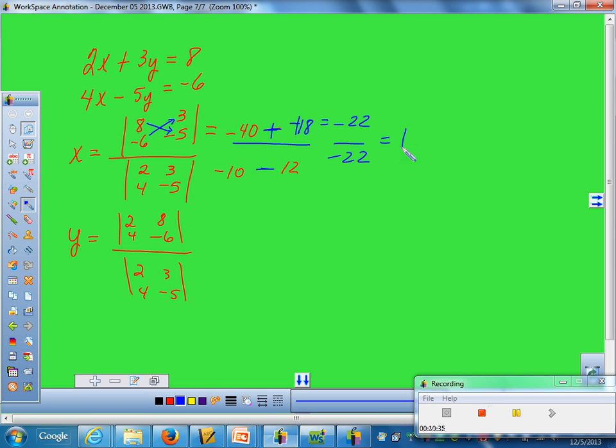Do you have to rework all of the bottom determinants? Yeah, we know the bottom is still going to be negative 22. So you don't ever have to rework it the second time. Just do the top, which would turn out to be negative 12 minus 32, which would be negative 44 over negative 22, which is a nice round 2, and you will get a coordinate of 1, 2 where they intersect.